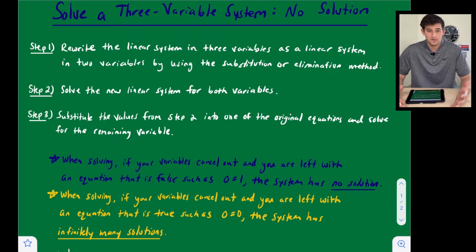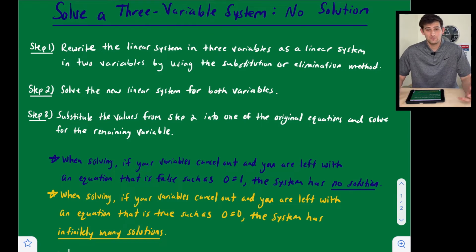Our goal here is to get that down to two equations with two variables. So that's what we're going to do in step one, try to eliminate one of the three variables. To do that, we can use elimination or you could use substitution. Probably most of the time, elimination is going to be easier, and that's going to get rid of either x, y, or z. Once we now have a two equation system with two variables, we're going to eliminate again and try and get down to one variable.